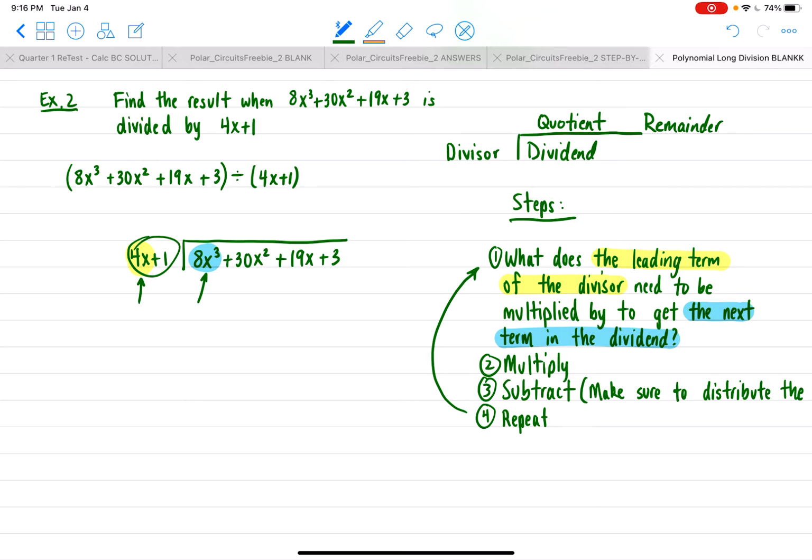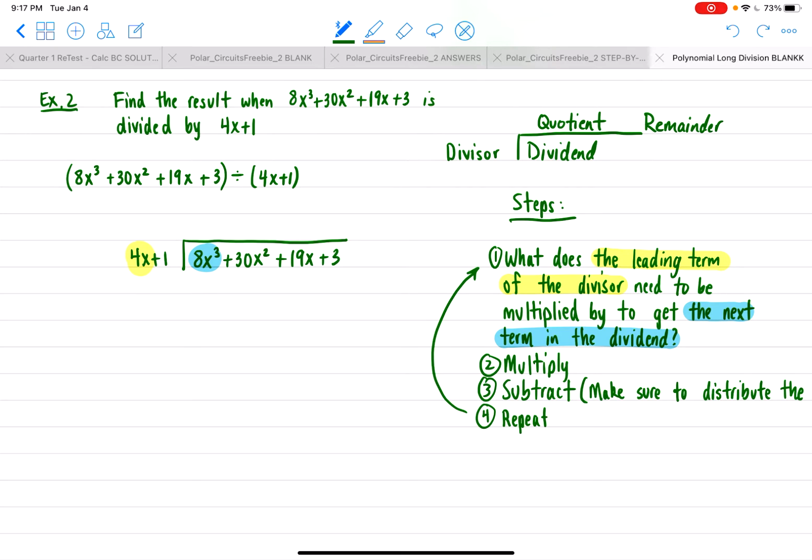There's 2 terms here, so we can't do 4x plus 1. How many times does that go into 8x cubed? It's literally just how many times does 4x go into 8x cubed? Or in other words, what does 4x need to be multiplied by to get 8x cubed? Those are the same question. I'll say it again. How many times does 4x go into 8x cubed is the same question as what does 4x need to be multiplied by to get 8x cubed as the result?